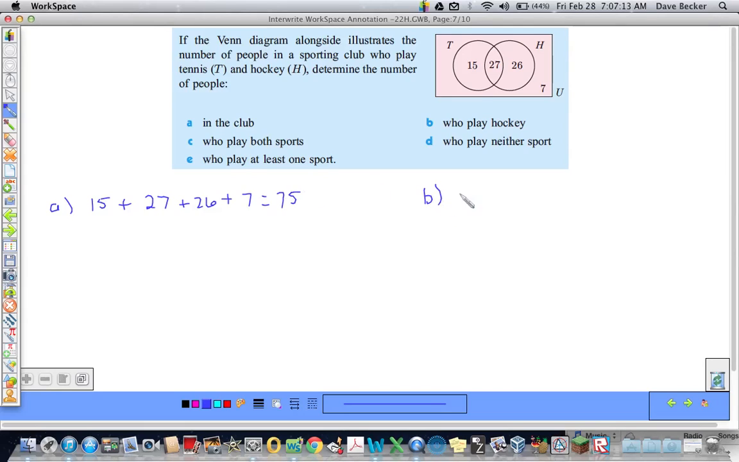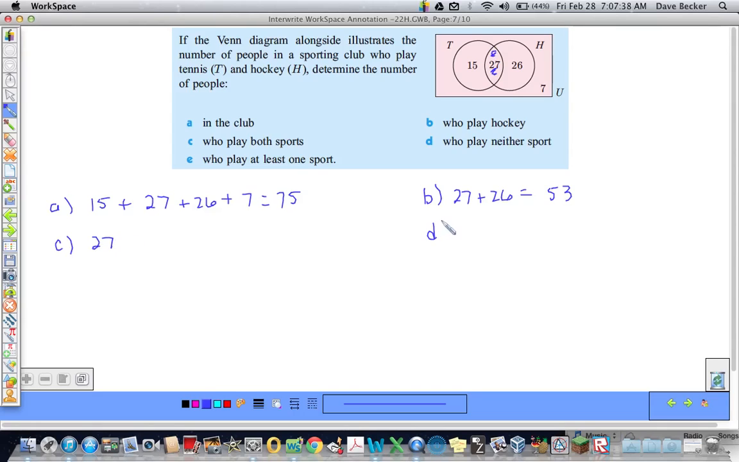B, those who play hockey, that's going to be everybody within the hockey circle. So 27 plus 26. By my calculation, that is equal to 53. Could this be any easier? I don't know. C, who play both sports? Well, that's going to be the intersection here. That's easy peasy pumpkin pie. That has to be 27.